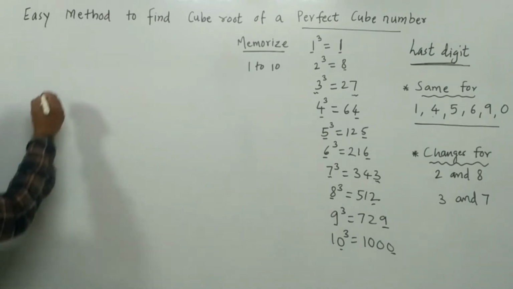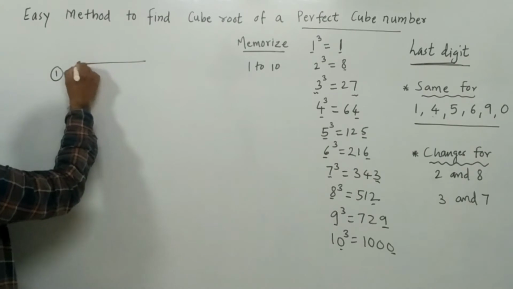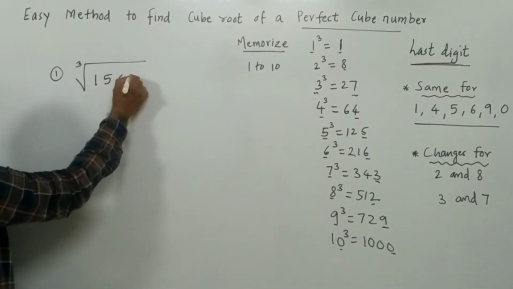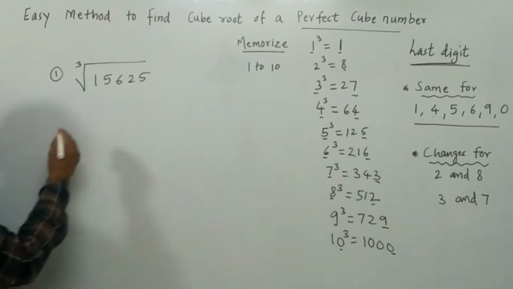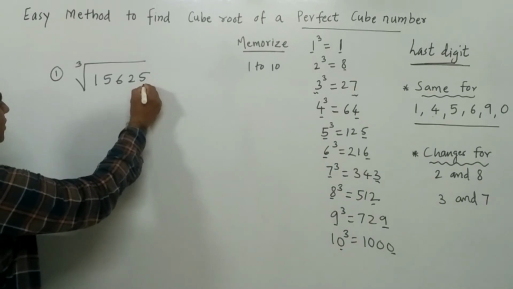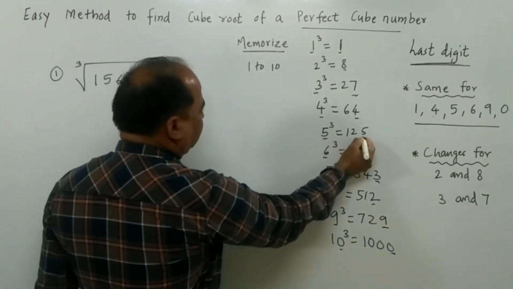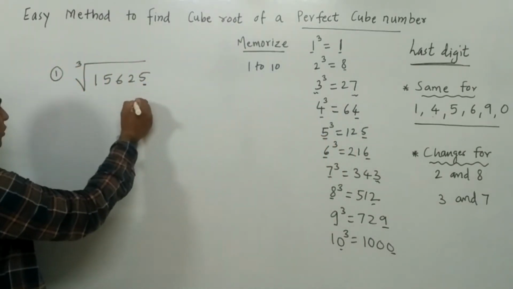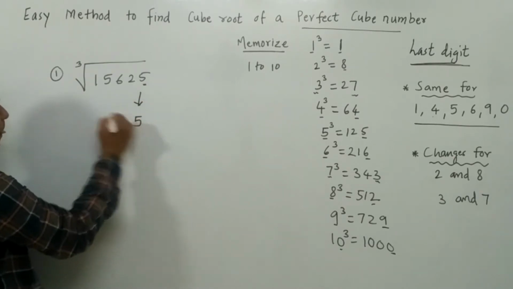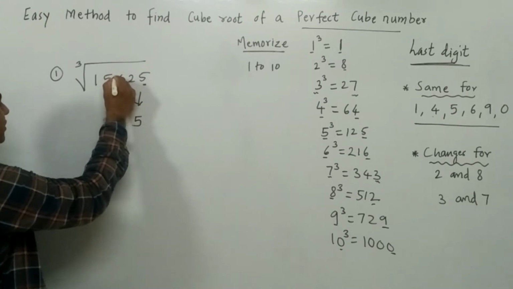So the first example we'll take is the cube root of 15625. Here, first we should check the last digit, that is 5. So the last digit is 5, and in the cube root, 5 will come. 5 remains 5.